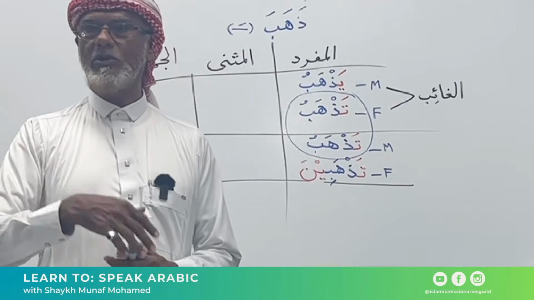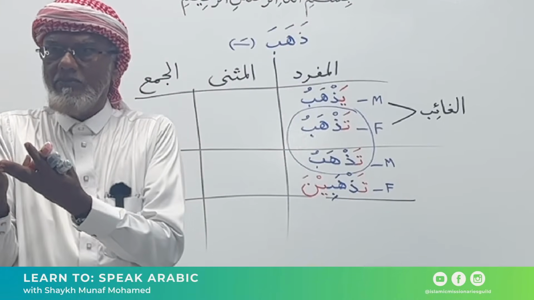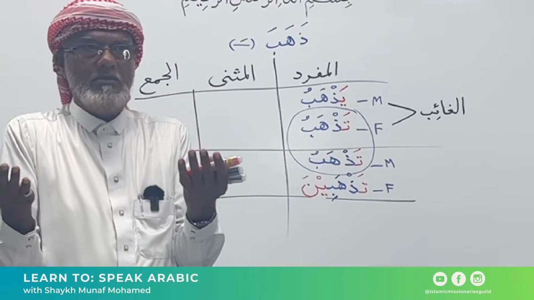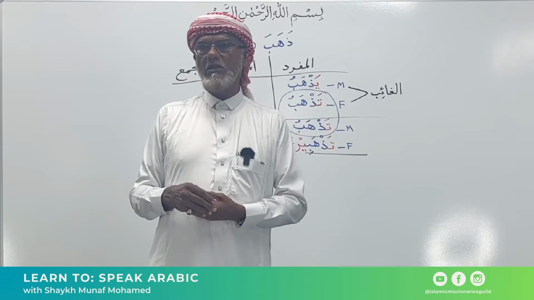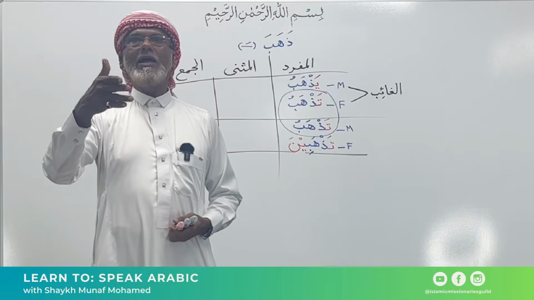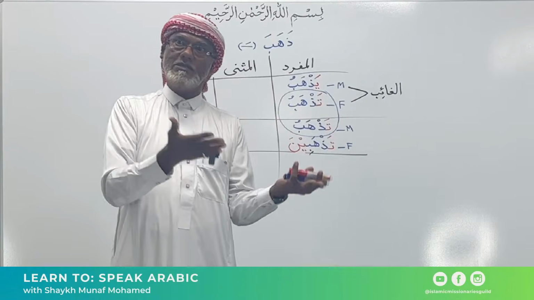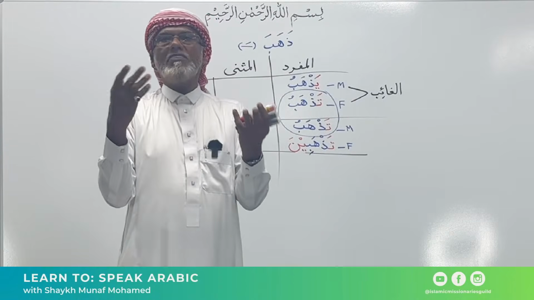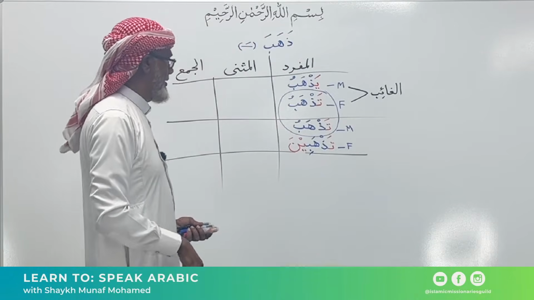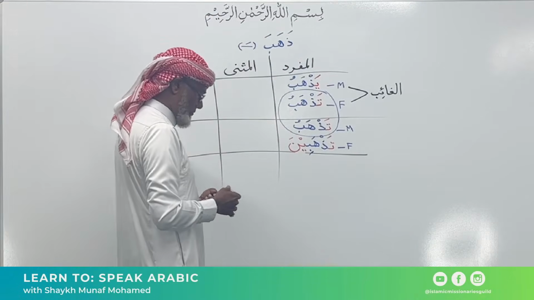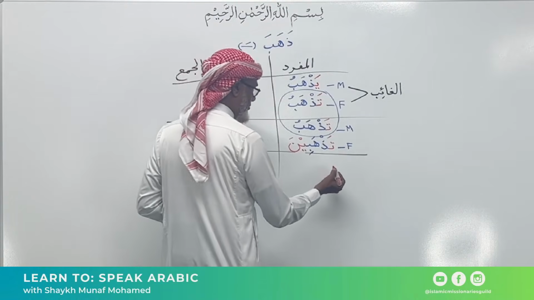So you will say anta, you. You're talking to a male person. Hal tadhhabu? Are you going? Question. So you're talking to a male person. And if you are addressing a female, hal tadhhabina? Hal tadhhabina ila al-madrasati ghadan? Hal tadhhabina ila al-madrasati yawm al-thulatha, for example, and so on. So you could add in whatever other words you want to say.